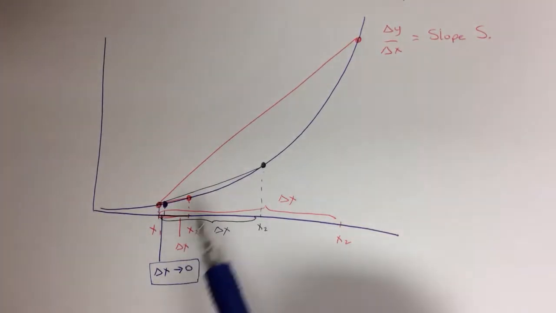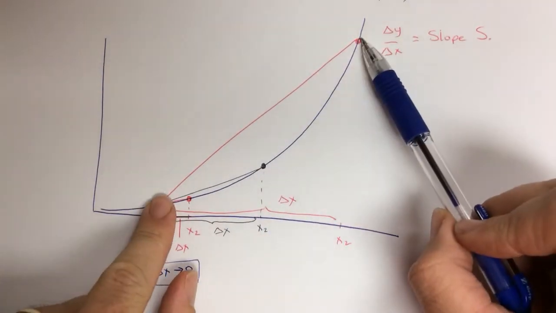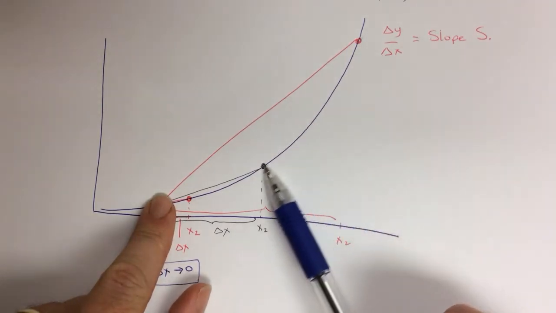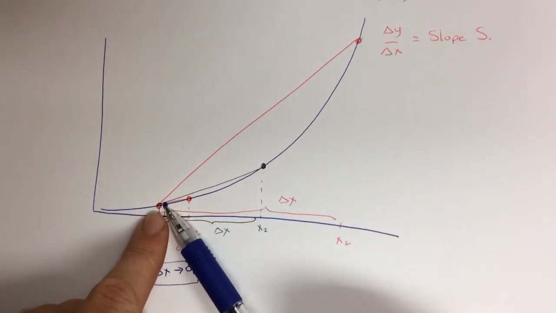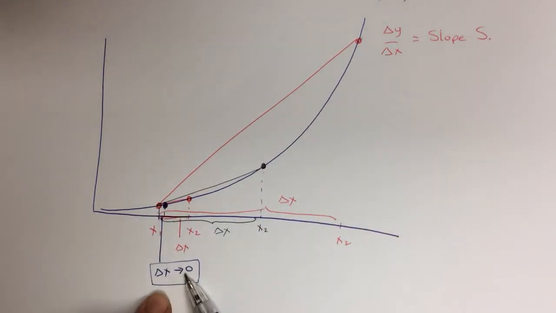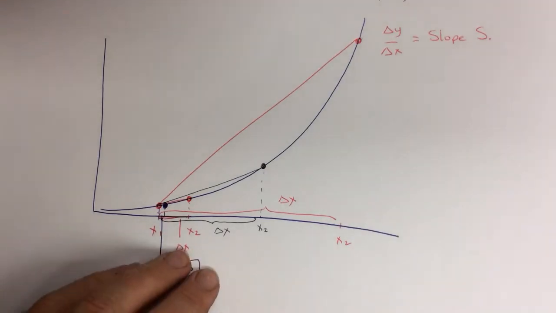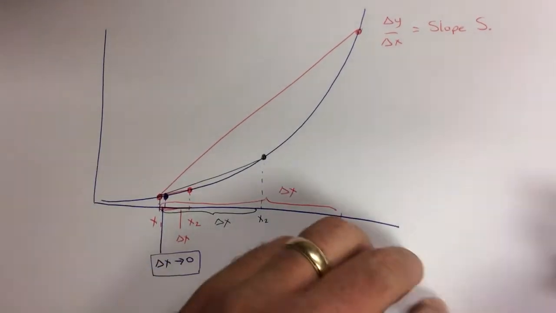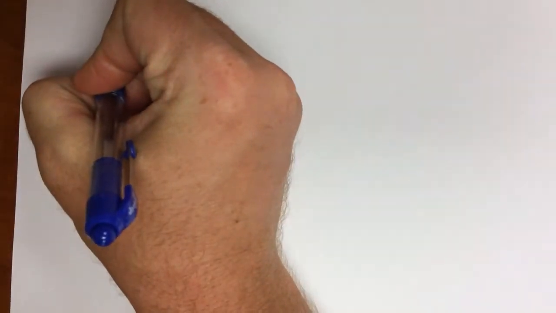So we did this last time. We started with a function. We had a secant line that we allowed to get closer and closer, the 2 points, until the change in x gets really close to 0.